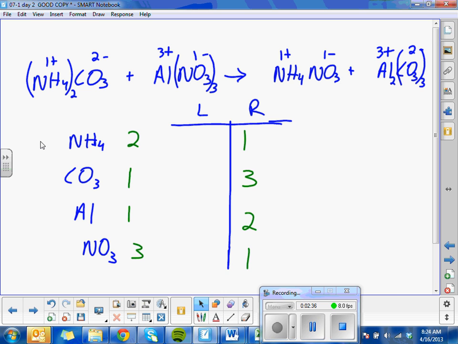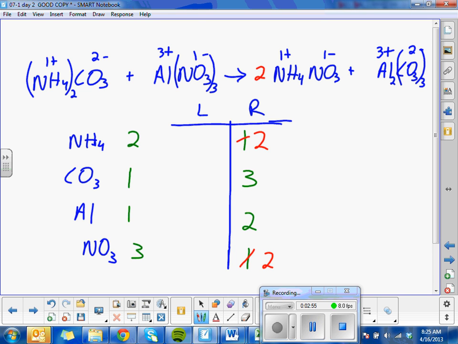All right, so now we're just going to start at the top, and we're going to get the ammonium on the right to be 2. So we put a 2 out in front of this whole thing here, and that changes my ammonium to 2. It also changes my nitrate, which was 1, and it changes that to 2.